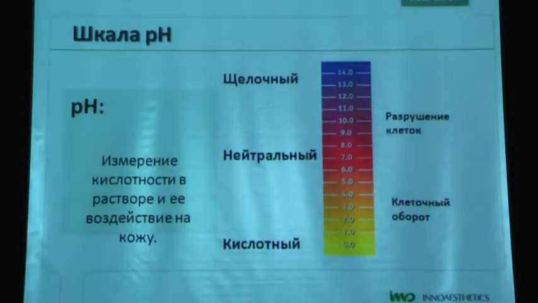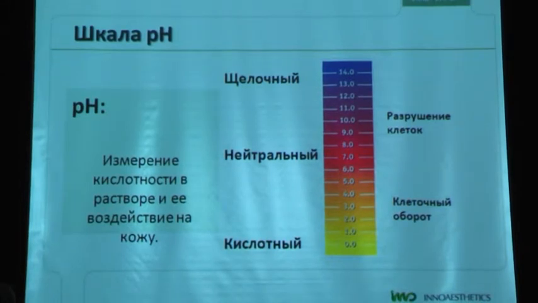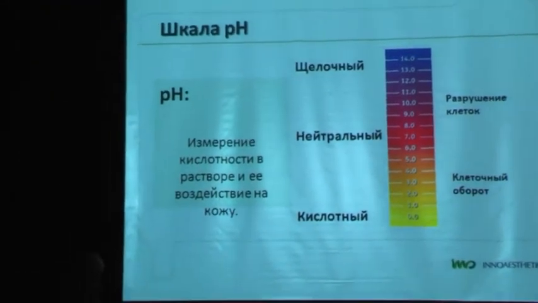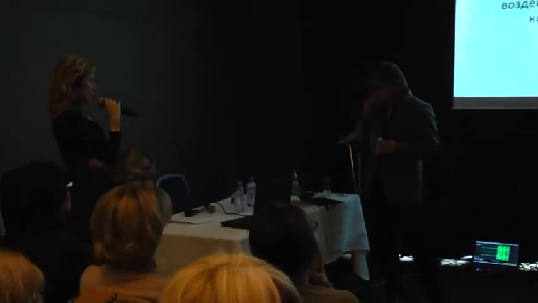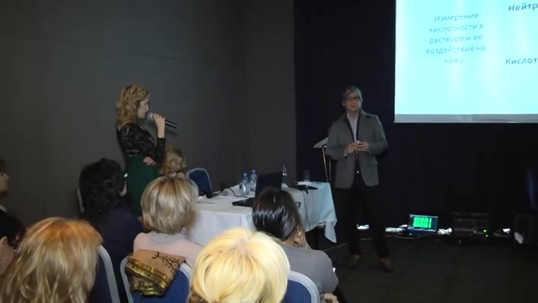Next. The pH. Why is the pH important? Почему важен pH? What does the pH measure? Что означает pH? Как он измеряется? The pH measures the tolerability of the acid when we apply it on the skin. pH означает толерантность или переносимость на коже, когда мы наносим непосредственно кислоту на кожу.